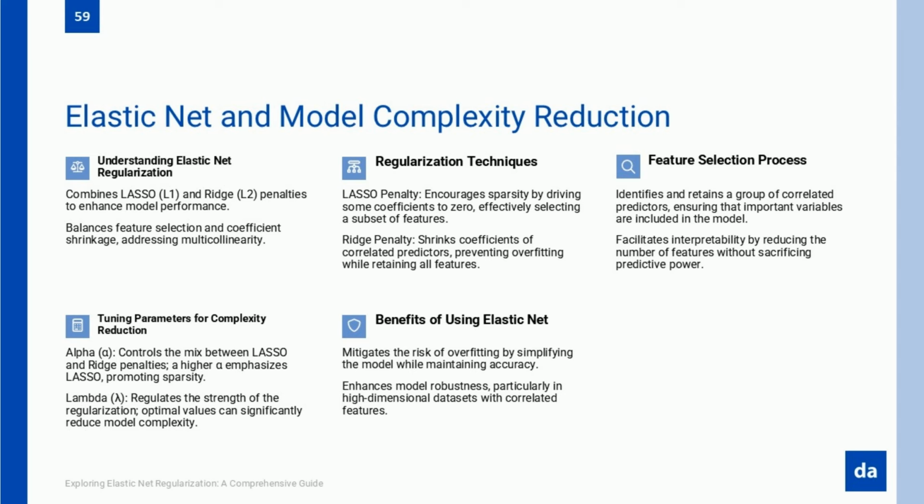By automatically selecting the most relevant features and eliminating noise, Elastic Net helps create models that are both powerful and manageable. But model complexity isn't the only factor to consider. Scalability is also essential, especially when working with large datasets. That's what we'll explore next.